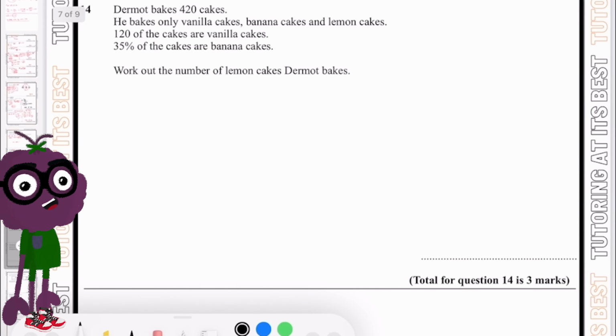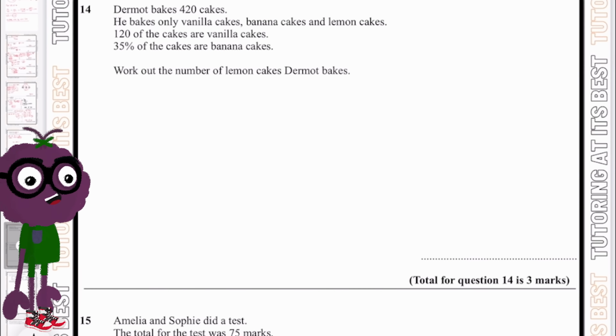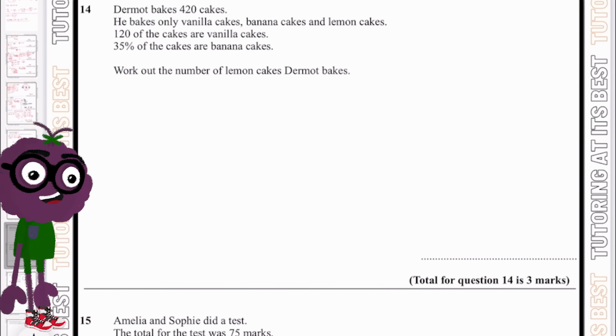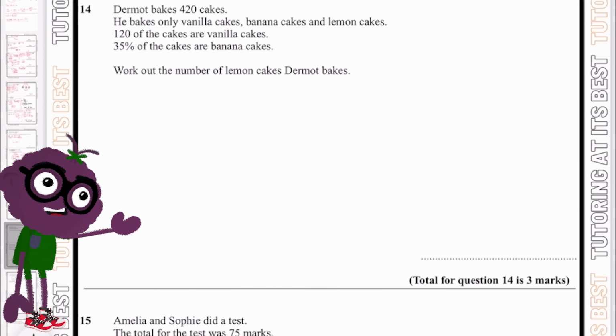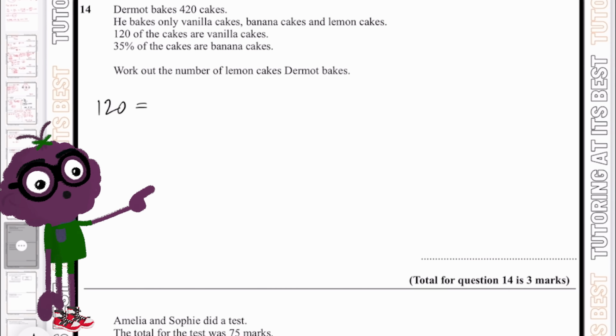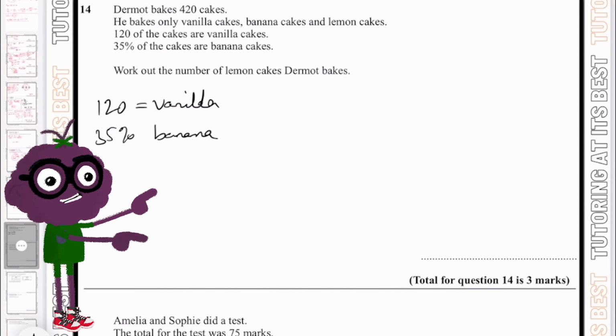Okay, we are almost done, guys. Keep up the great work. Question 14. Dermot bakes 420 cakes, and he bakes only vanilla cakes, banana cakes, and lemon cakes. So out of the 420, we know that 120 is vanilla, 35% is banana, and we now need to work out the lemon.